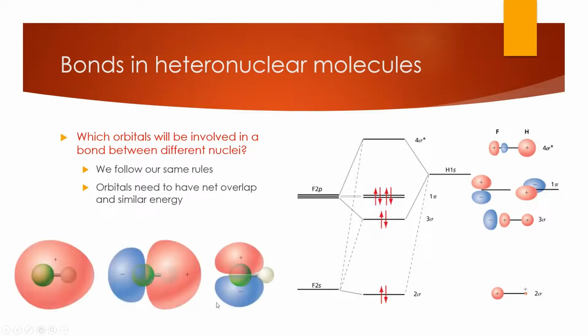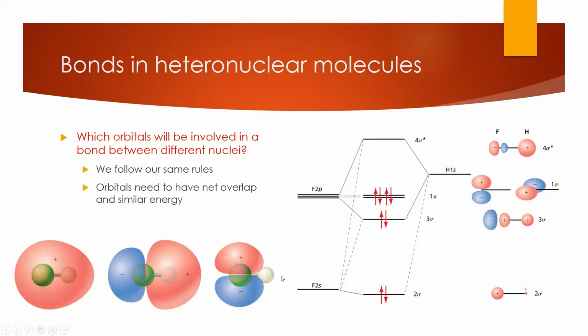So here we have the predominantly 2s orbital where the electron is almost exclusively localized to fluorine. Here we have the 3 sigma g orbital that's primarily the 2p orbital for fluorine. And here we have one of the non-bonding pi orbitals where the electrons from fluorine are just localized on fluorine. There's nothing for them to interact with on hydrogen.